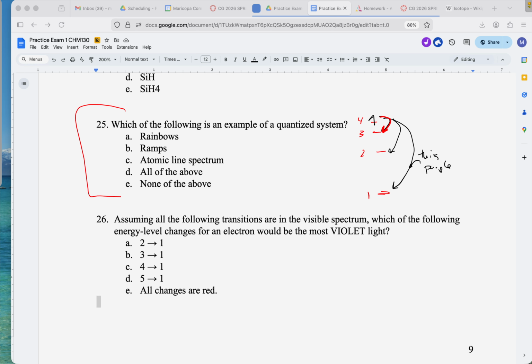4 to 3 is going to be the smallest energy jump. That one's going to be the most red. Okay. When we're talking about that electron jumping, it only has those three options. It can go 4 to 3, 4 to 2, and 4 to 1.